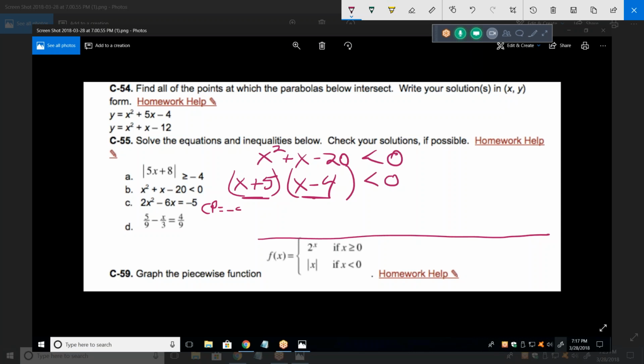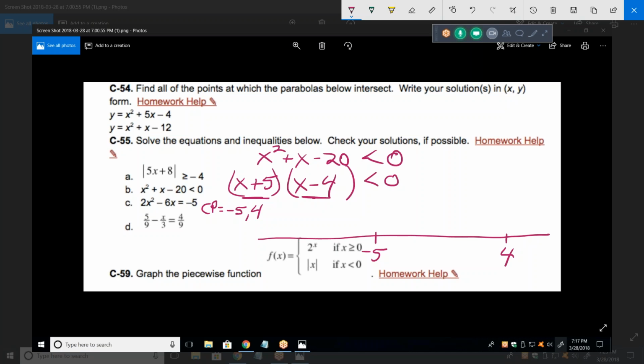-5 and 4. I put those on my line chart only. I don't put 0 on there. It's not a critical point. Now, I pick a number to the left of -5.